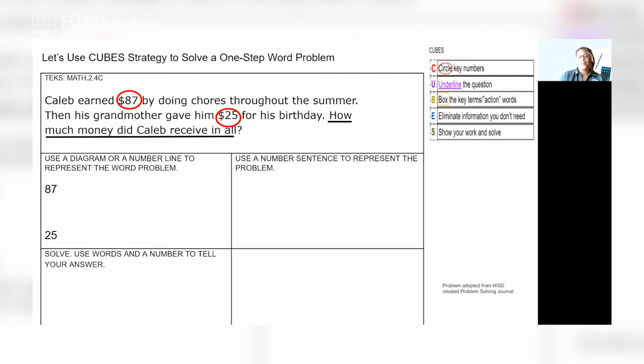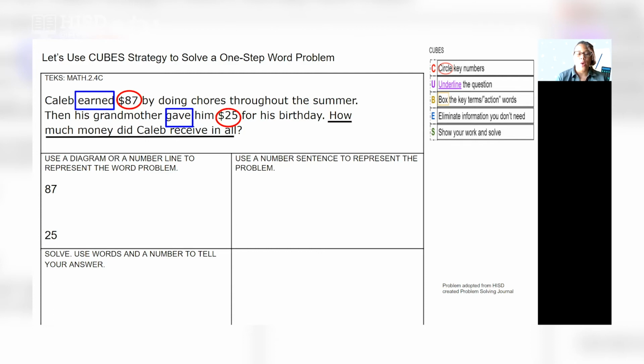Now I want to box my action words. They told me he earned $87, so that lets me know he got it or received it. Then his grandmother gave him 25. So if she gave him 25, that's letting me know he's getting more. So I know I have to combine these numbers to find out how much there is in all. So I didn't have any extra information I need to eliminate. So now I'm ready to show my work.